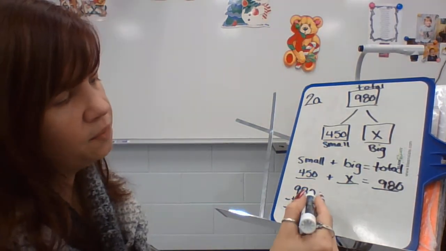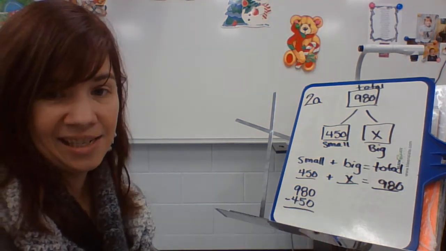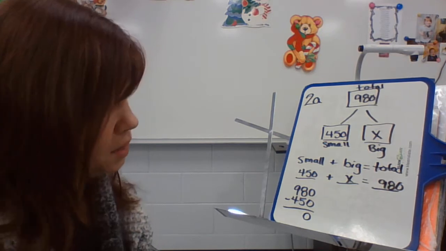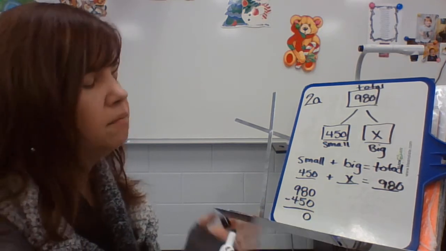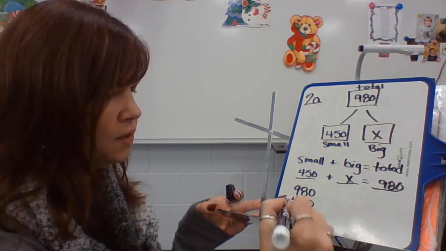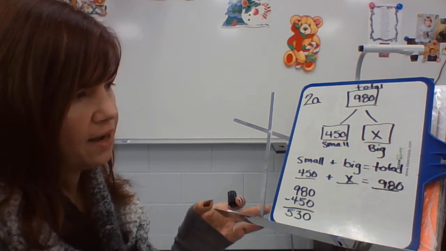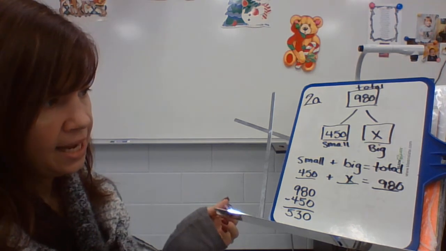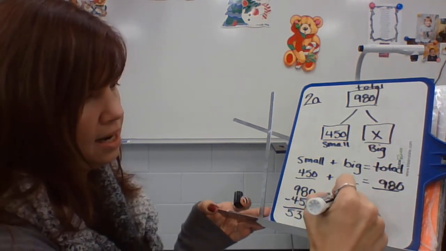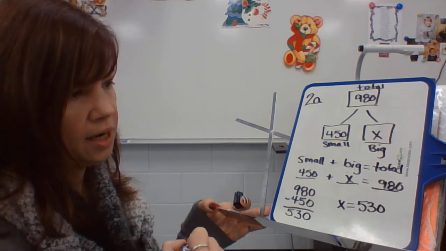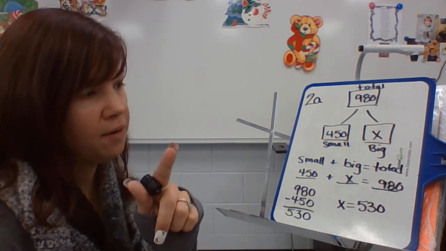So starting over in the ones place, 0 minus 0, well, that's easy. If I have nothing and I take away nothing, I still have nothing. 8 minus 5, okay, that one's nice and easy. That's 3. And 9 minus 4 is 5. So in the end, x equals 530.